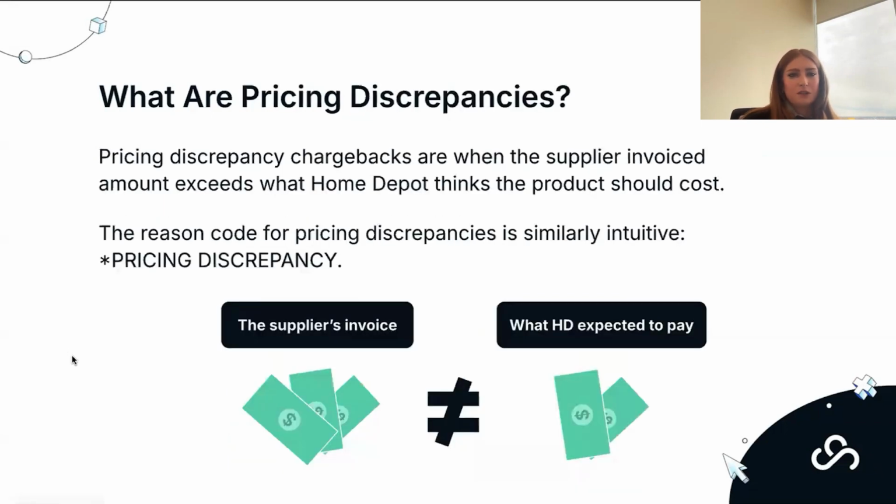And then pricing discrepancies. Pricing discrepancies are anything where Home Depot expected to pay less than the listed amount on the supplier's invoice. So they're charging you back for that cost difference. The reason code on the remittance, or across the board within merchandise payables, for these pricing discrepancies is simply pricing discrepancy. So again, at least you know what kind of chargeback it is.